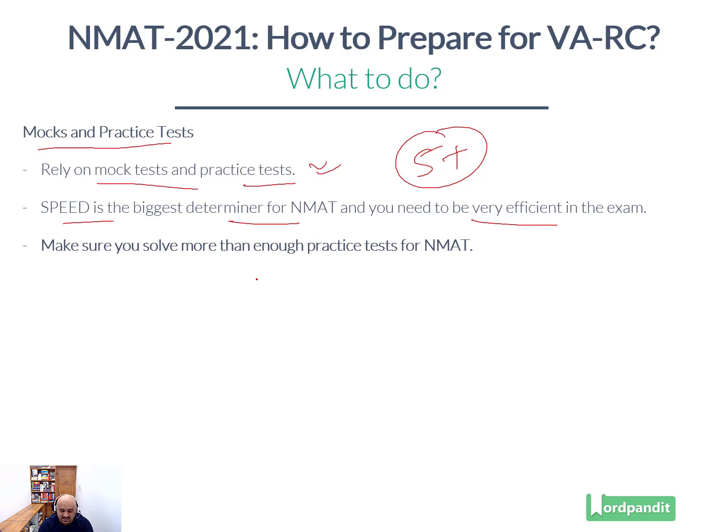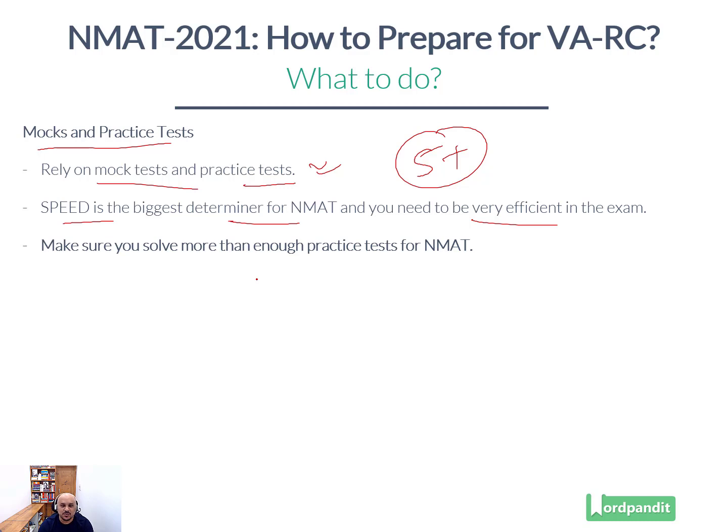That's the final cherry that has to be placed right on top of your preparation cake. I'm trying to lighten the mood here a little. It's a weak attempt at it, but still you've got to do that. Place that cherry on the top by taking up as many mocks and practice tests as you can.